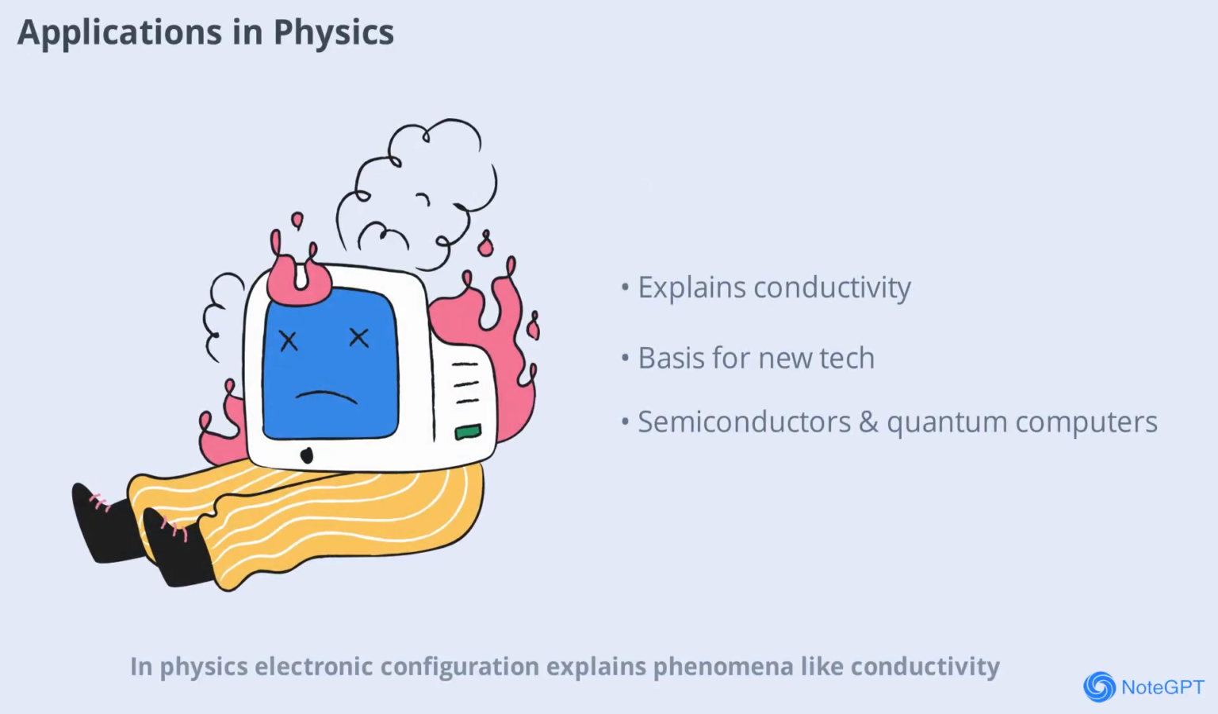In physics, electronic configuration explains phenomena like conductivity, magnetism, and the behavior of semiconductors. Understanding how electrons are arranged allows physicists to develop new technologies and materials, from superconductors to quantum computers.